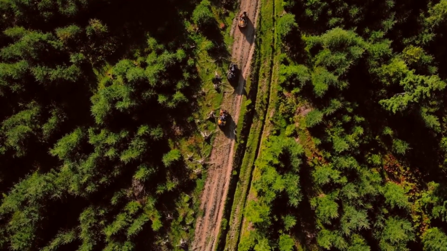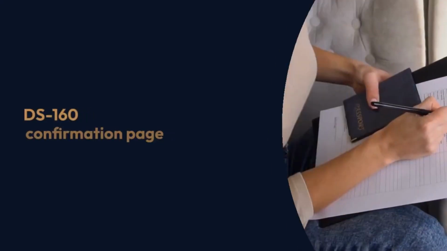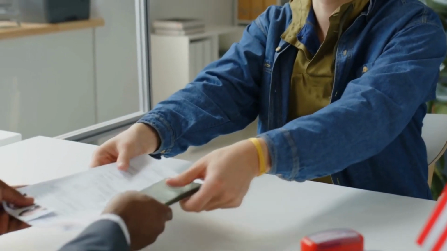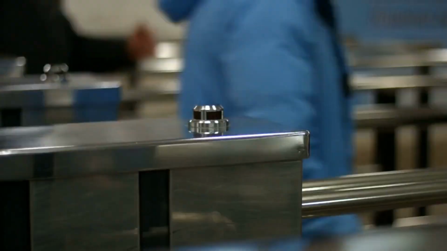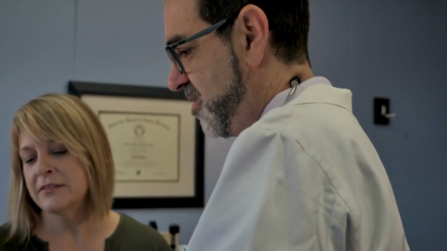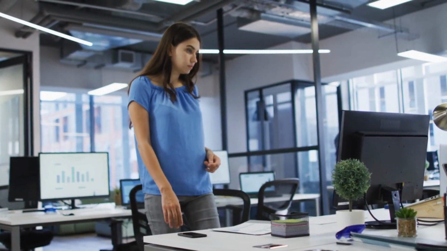Gather required documents such as a valid passport, DS-160 confirmation page, visa fee payment receipt, and any additional documents specific to your visa category. Be well prepared for the visa interview. Dress professionally, arrive on time, and emphasize your strong ties to your home country. After the interview, undergo biometric data collection if required and wait for visa processing.